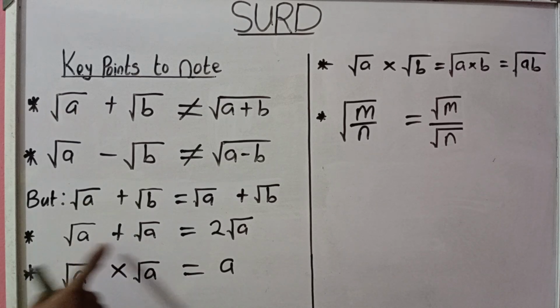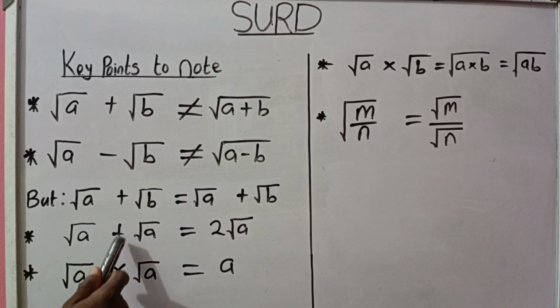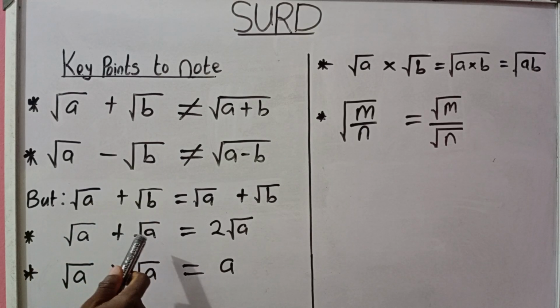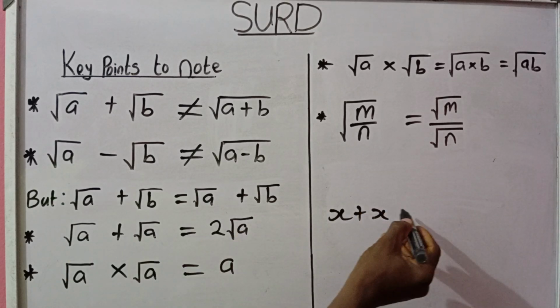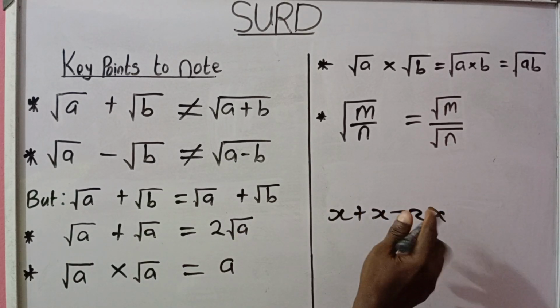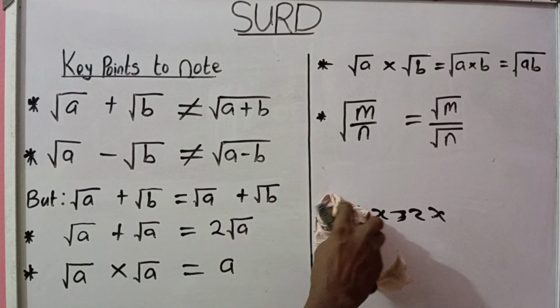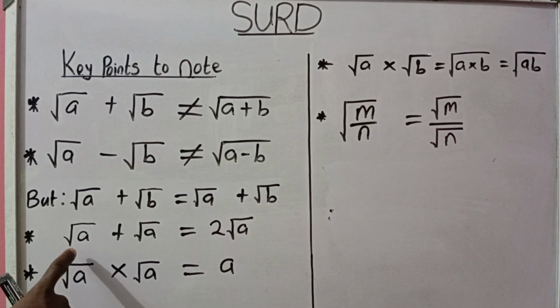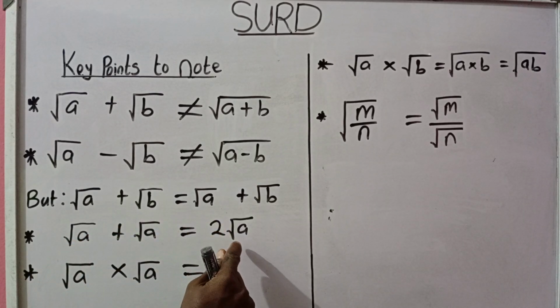Now, the next one, I have already explained this. When you have the same surd, say root A plus root A, it is just like saying X plus X. That will give us 2X in this context. So they can come together, being that they have like surds. So root A plus root A will give us double root A, as we have it here.